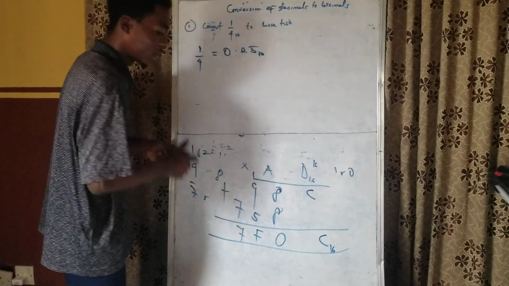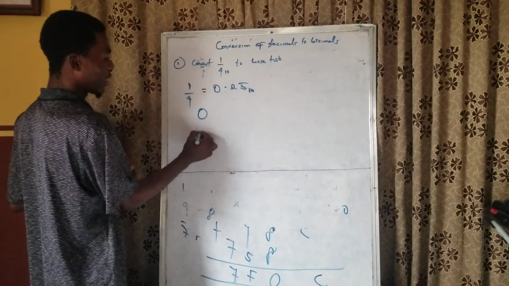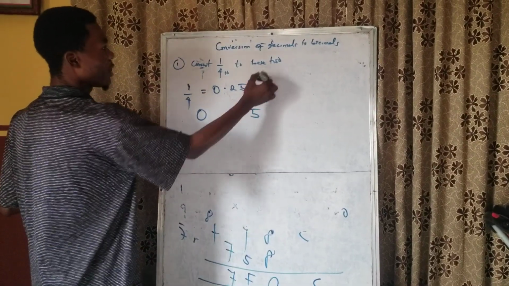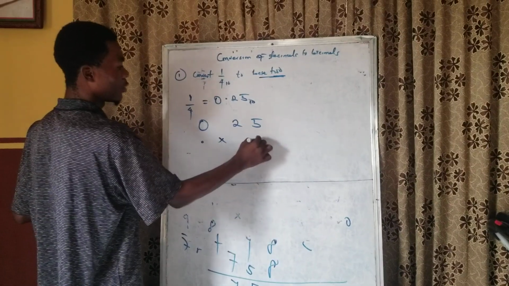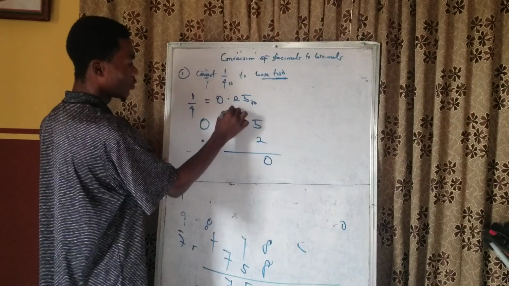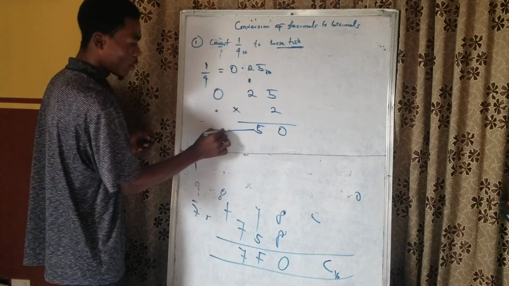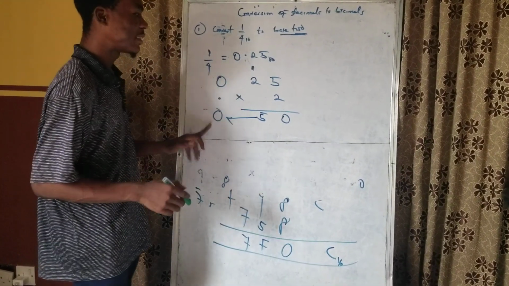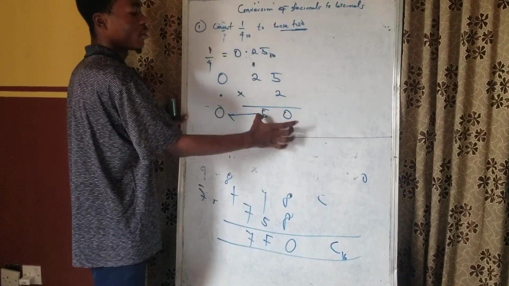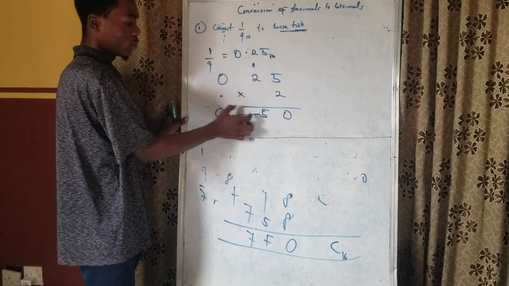So what am I going to do? The next step is, I'll write 0 and the point here, and I'll write 25 under it, like this: 0.25. Because I'm converting to base 2, I'll multiply by 2. 2 multiplied by 5 is 10, so write 0, keep 1. 2 times 2 is 4, plus 1 is 5. Now, why am I writing 0 here? It is because the answer I got here is a 2-digit number. That is why I'm writing 0, so that is the third digit here. So I'm breaking it out.